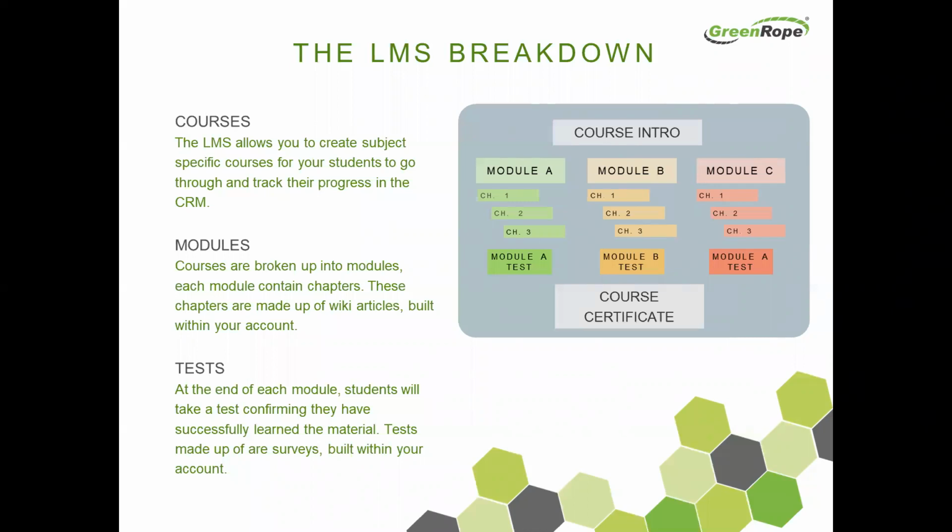So courses are broken up into modules. Each module contains chapters, and these chapters are made up of wiki articles that we'll build within your account. And we're going to actually go through and build one so you can see exactly how that works. And then tests. At the end of each module, students will take a test confirming that they have successfully learned the material. Tests are made up of surveys built also within your account. So we're going to do that also. We'll build a survey with a variety of questions, and then we'll attach them to the LMS along with the wiki files. I have quite a few examples already built in, and we'll just continue on that example.